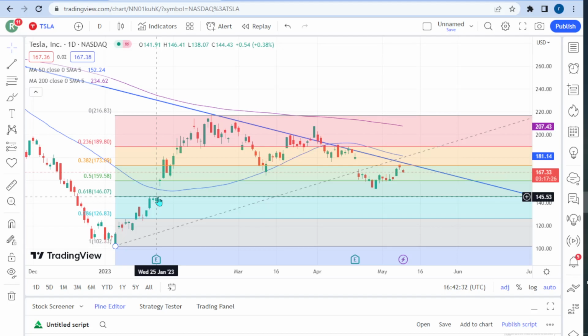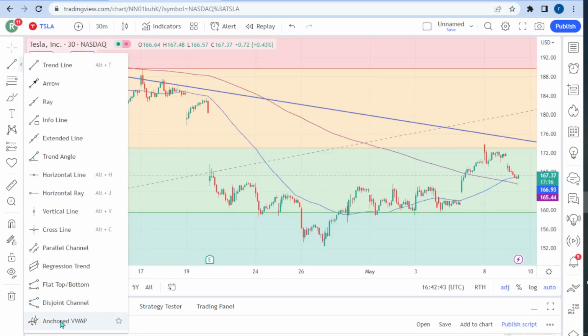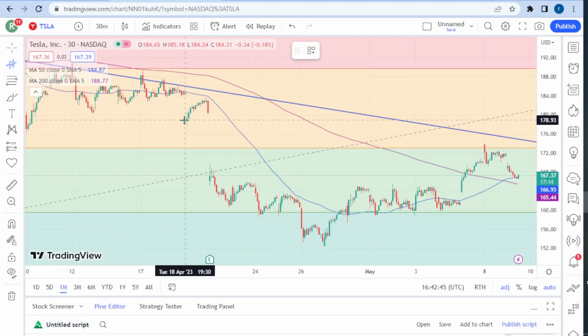Now, if we want to be a little bit more shorter term and we do want to trade, well, then I'm going to show you one other thing. We're going to go on the shorter time frame. So I'm just right here on the 1 month. Now, we could go ahead and do several things. We could draw anchored VWAPs. So anchored VWAPs are just like regular VWAPs, except we're just anchoring it to specific areas.